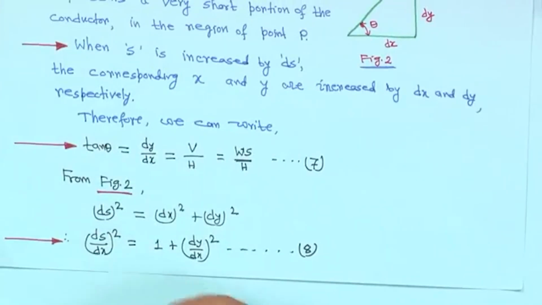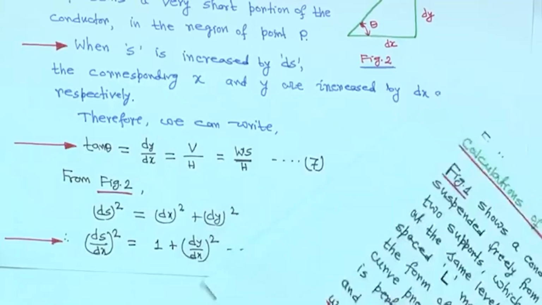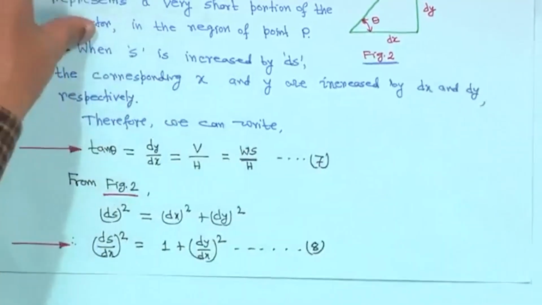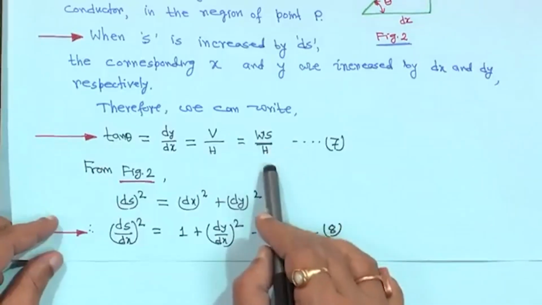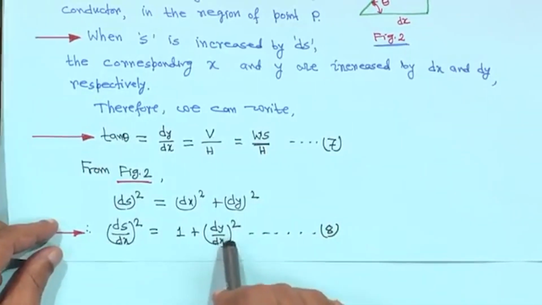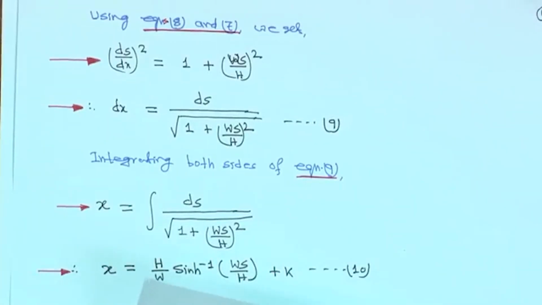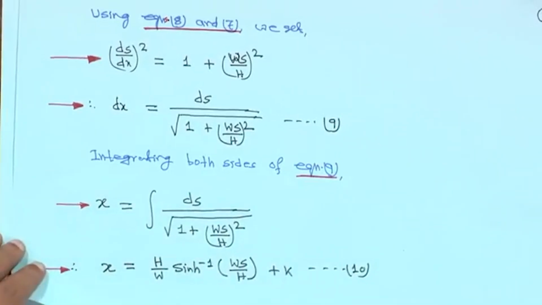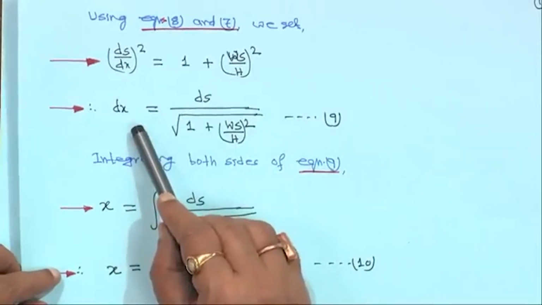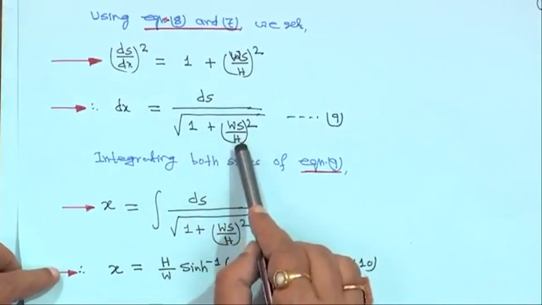But just hold on, we have seen that dy by dx is equal to ws by h, right. So, this dy by dx is equal to ws by h, you substitute here ws by h. If you do so, then (ds by dx) whole square is equal to 1 plus (ws by h) whole square, or dx is equal to ds upon root over 1 plus (ws by h) whole square.